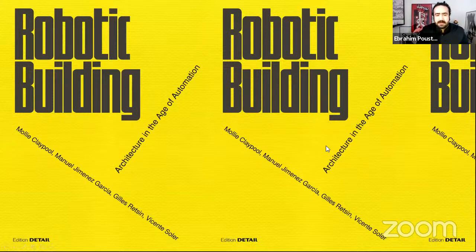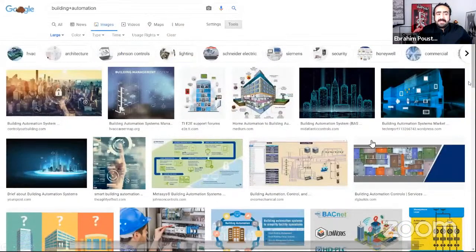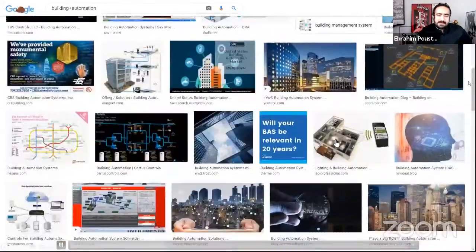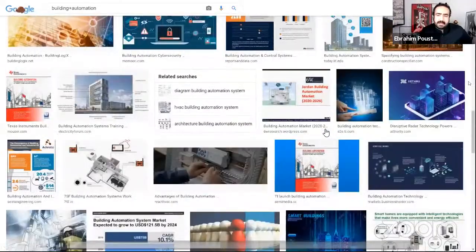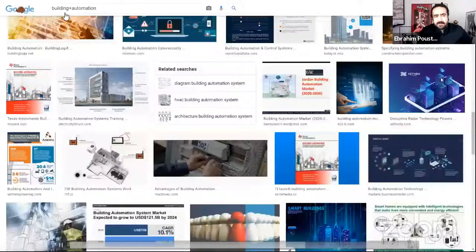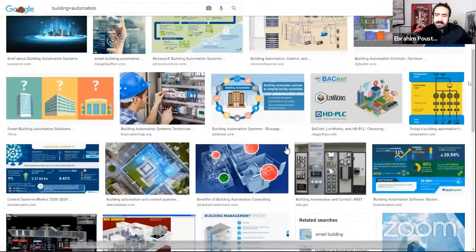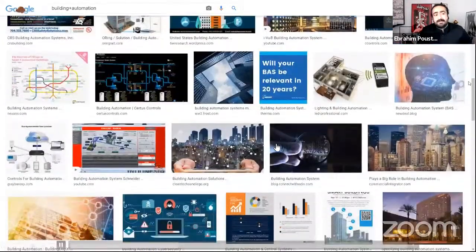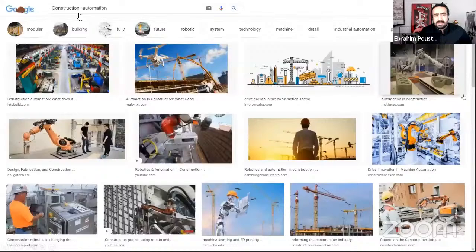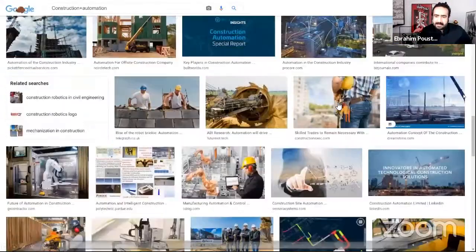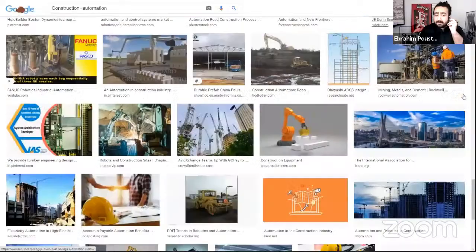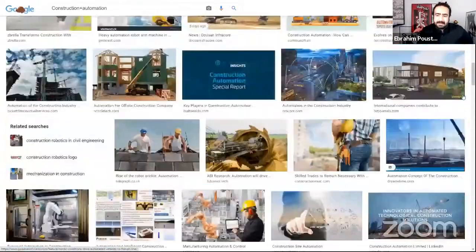The other part, which hopefully we'll touch on a little, is architecture and automation, which Gilles and his co-authors have extensively talked about in the Robotic Building book. It is very interesting to me because it seems to become a conversation between UI and UX. When we search Google for building automation, it becomes more of an interface conversation. As we search for construction automation, it goes more towards the way Gilles is proposing the automated process of building buildings.